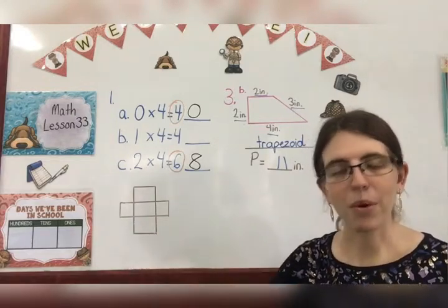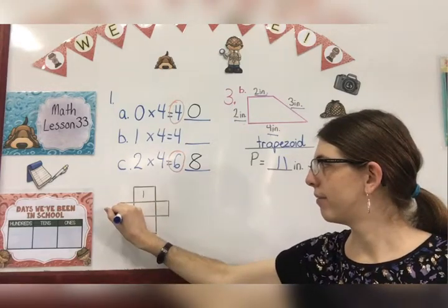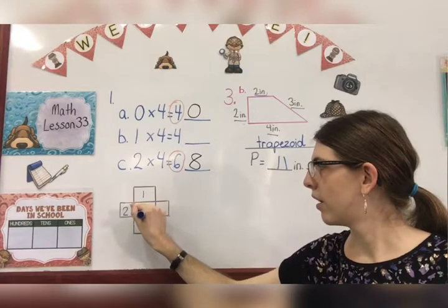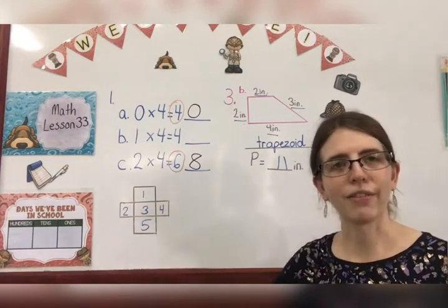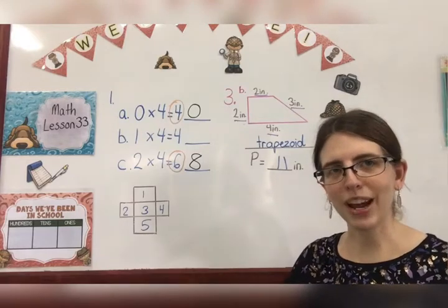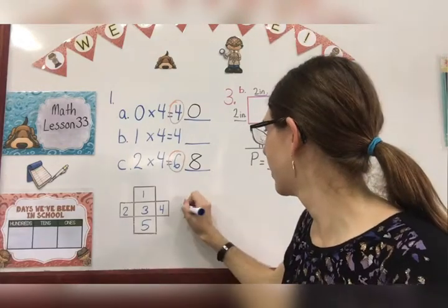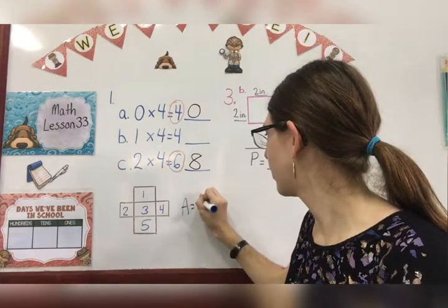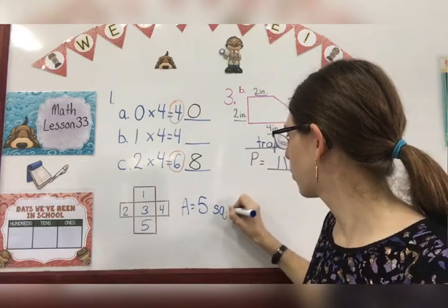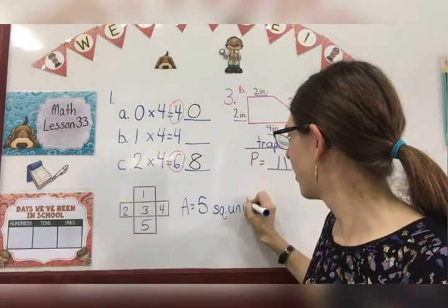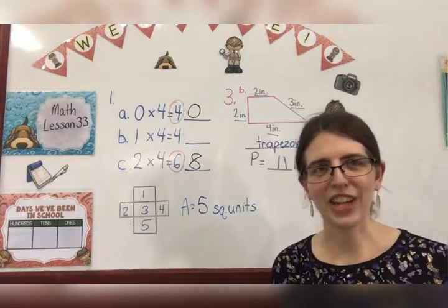Okay, so I want to number my squares. 1, 2, 3, 4, 5. So I have 5 equal squares. These squares we're going to say are my square units. So my area is 5 square units. And that's the area of your shape.